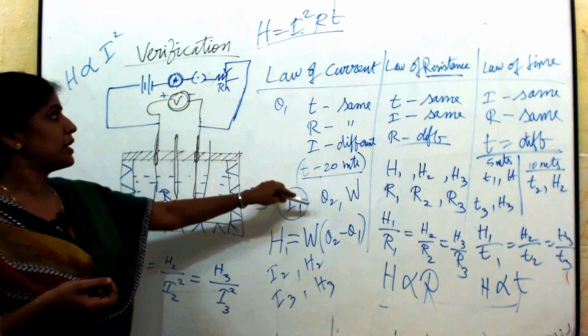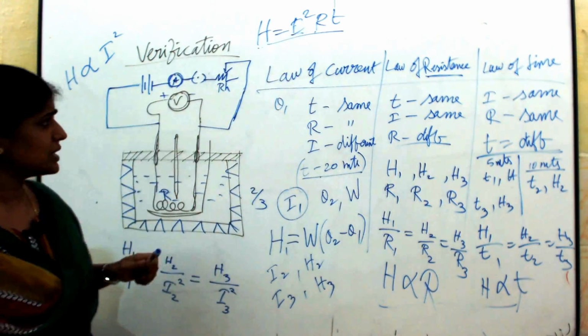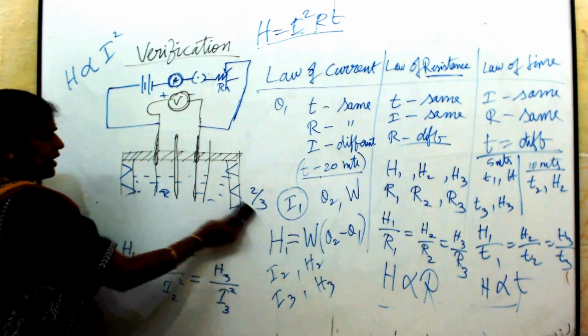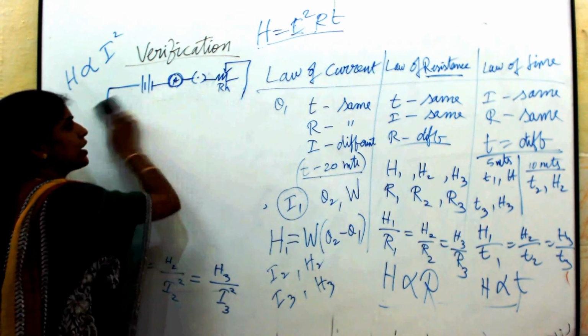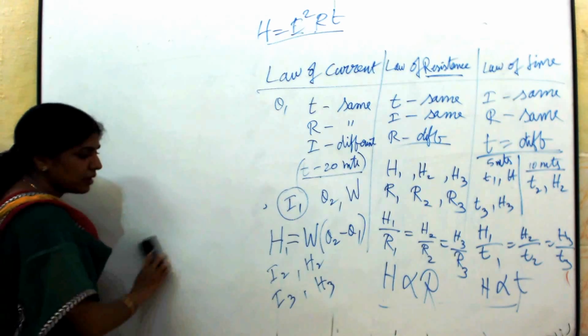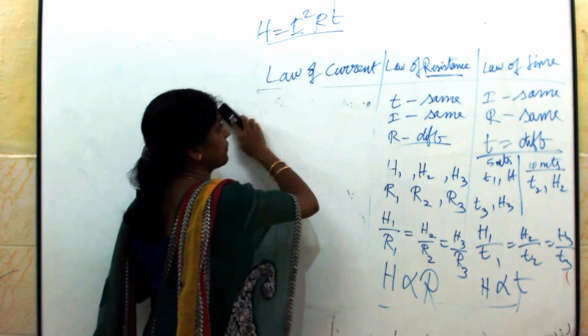Clear? This is a 10 mark question, a simple verification for your Joule's law of heating. Now in this chapter we are just seeing the heating effect of current. In our day-to-day life, can you say some examples where you can see this heating effect of current? From morning to night you can see this in your everyday life. Can you say some examples where you can see this heating effect of current?